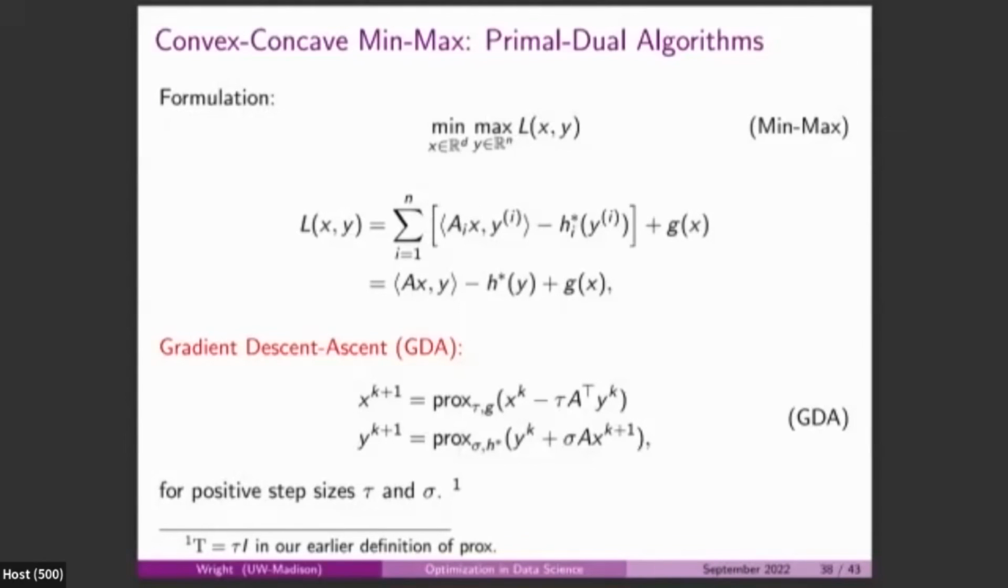And then it does the same thing for the y. It fixes the x at its latest value. It finds the gradient of this objective with respect to y, which is just going to be Ax, and it takes a prox update in that component. So it just goes back and forth in taking prox gradient steps in the x and the y. A very intuitive thing to do. So that's called gradient descent ascent.